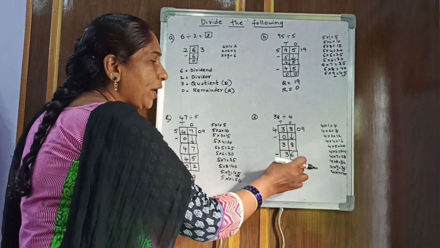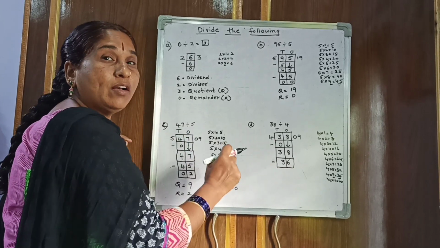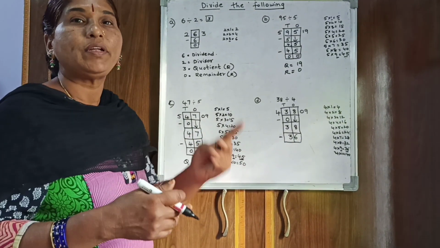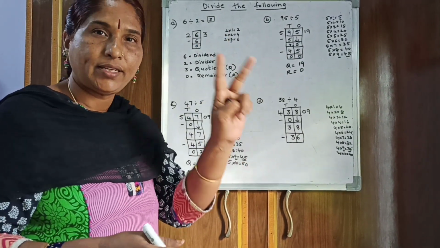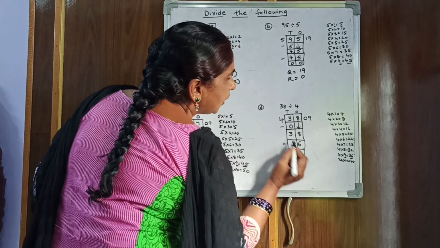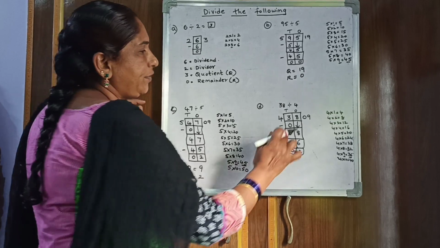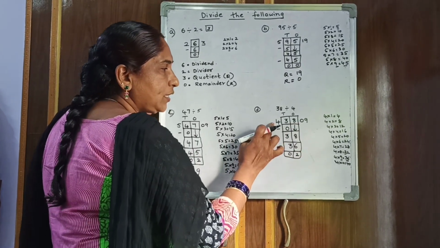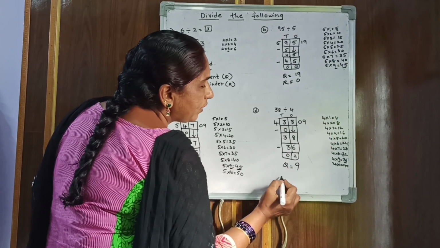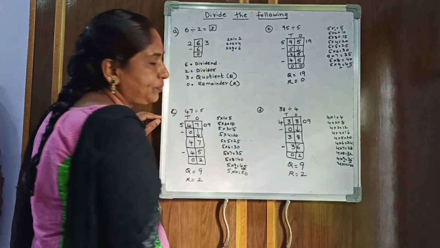6 wells. Doing subtraction you have to do from ones place, but when you are dividing you have to do from tens place, first number. So 6 after 7, 8. How many? 2. 3 minus 3, 0. Is it clear? Dividend is 38. Divisor is 4. Quotient Q is equal to 9. And remainder R is equal to 2.